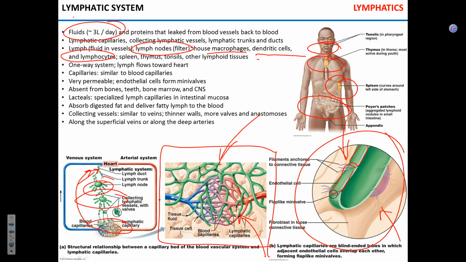Now, if you take a closer look right about here, you will see one cell forming a valve with another cell. When hydrostatic pressure in the tissues increases, this hydrostatic pressure pushes on that valve, pushing lymph inside of the capillary, and that's how fluid enters the lymphatic system. Does that make sense?